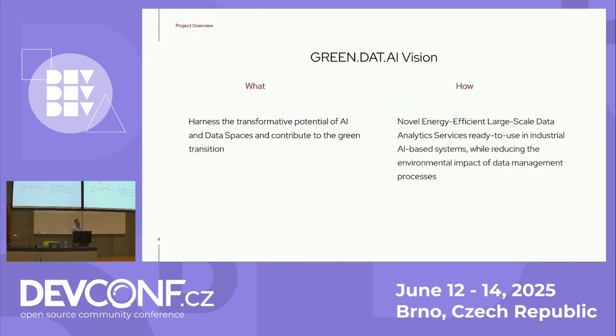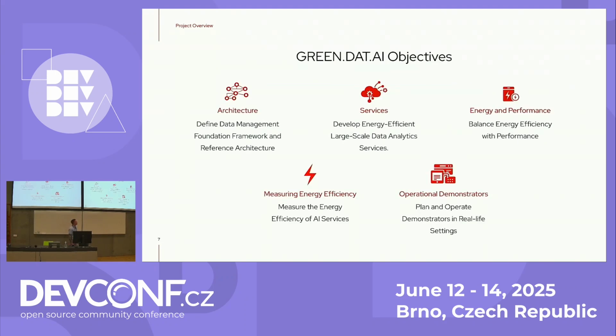So the what and the how of the project then. Basically we want to harness the transformative potential of AI combined with data spaces, and this is going to help contribute to the green transition that's laid out in the European Green New Deal. So how are we going to do this? The aim is to develop energy efficient and large-scale analytics services that are ready to use in industrial AI-based systems while reducing the actual environmental impact of these data management processes.